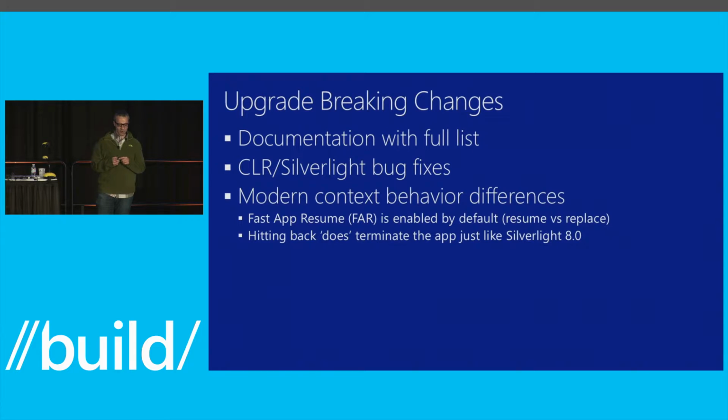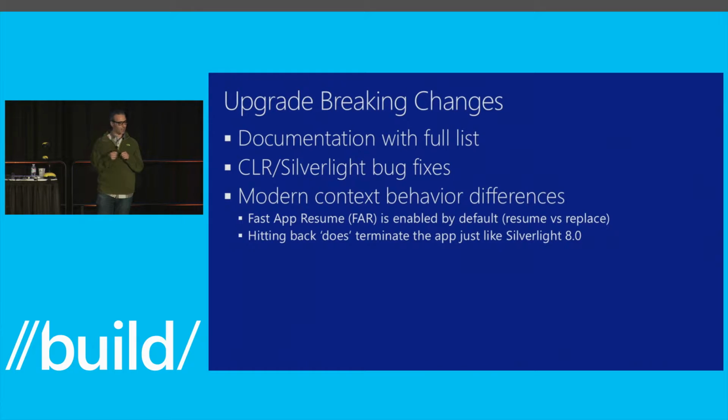Now this last point here, hitting back does terminate the app just like Silverlight 8.0. So it's not actually an upgrade breaking change. It's the same behavior. I'm calling it out because XAML apps have a different behavior. When you hit the back button on a XAML app, it doesn't actually terminate. I know that seems a little odd, but the reason we do that is so when you hold the back button down and get your task switcher list, it'll still show up there, and the user can relaunch it, and it resumes really fast.